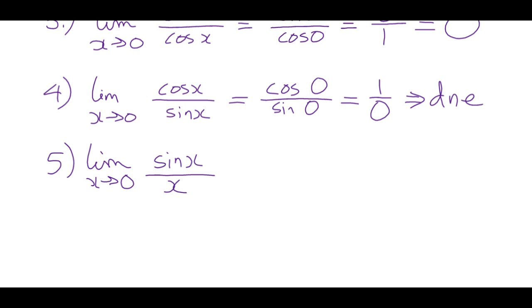Limit as x approaches 0 of sine x over x. Well, that'll be sine 0 over 0, which is 0 over 0, which tells us what? There is a limit, we've got to do something, right? So we're going to pull out a calculator and look at these values. We're just going to do sine x over x for small values.